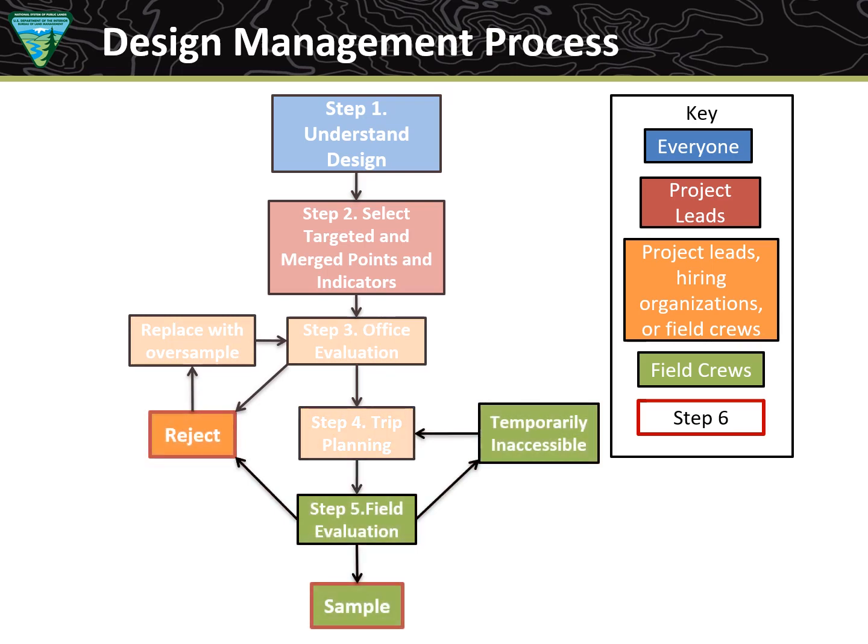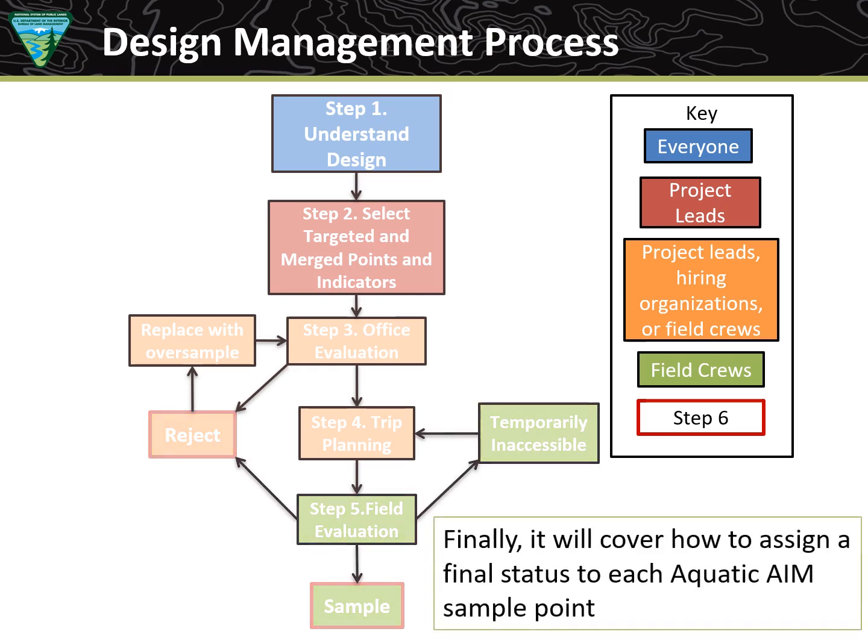Once each site is visited, sampling information should be recorded in the field tracking spreadsheet, and a final status should be assigned in the design management spreadsheet. Once the desired sample size for each stratum is met, any additional comments should be made within the design management spreadsheet and it should be submitted to the National AIM team.